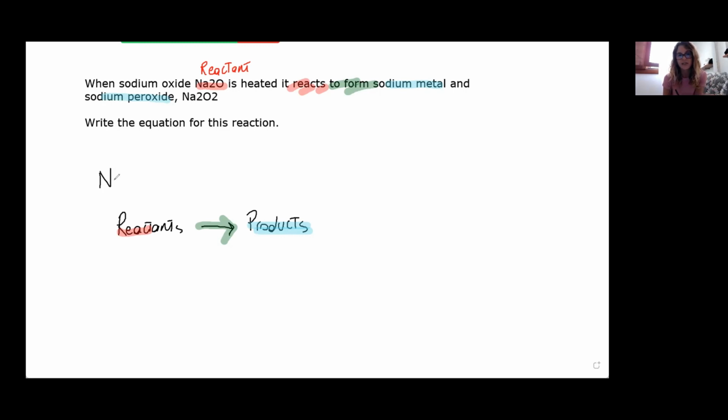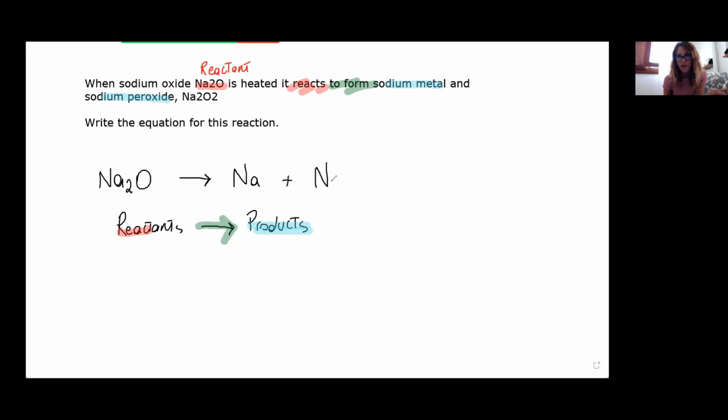To write it down, we would have sodium oxide, as is written here. Remember, this is just a typo, it's just small numbers. It is heated, it reacts to form. When it's heated, we don't write anything. It's just a specific type of reaction where heat causes changes in that compound. But in this case, it forms what? Sodium metal, which we write as Na, just the element, plus sodium peroxide.